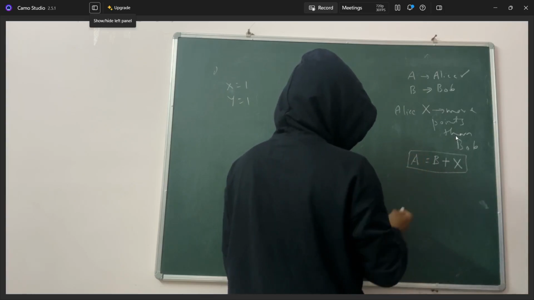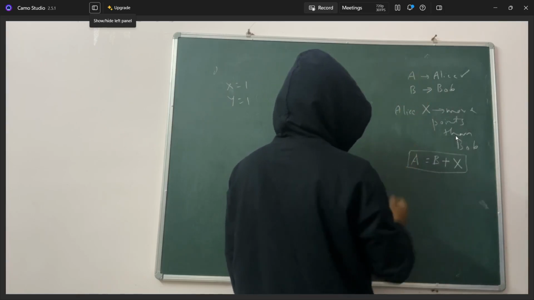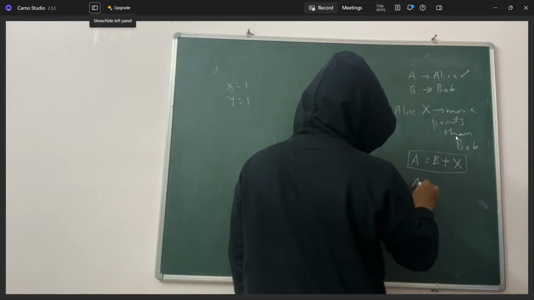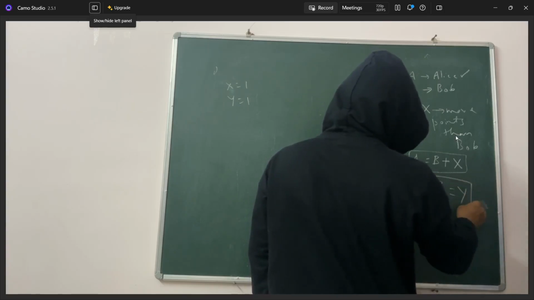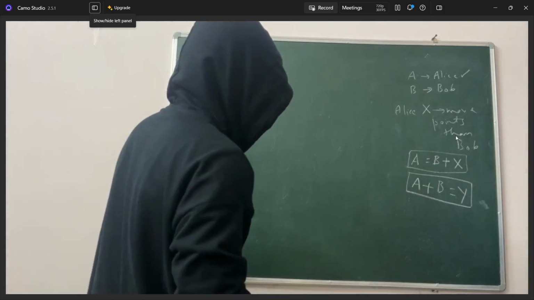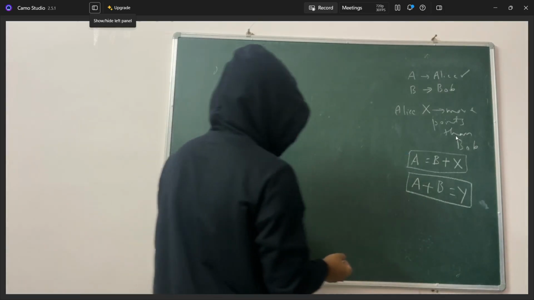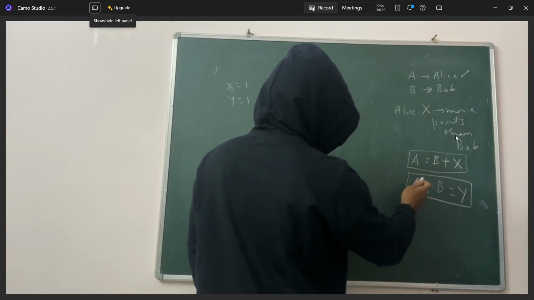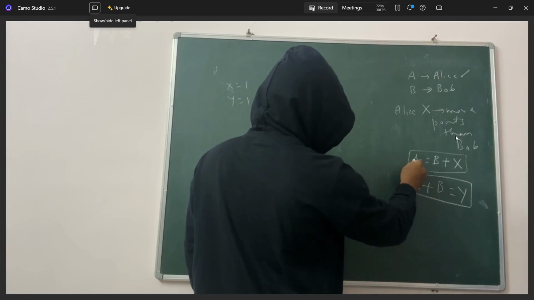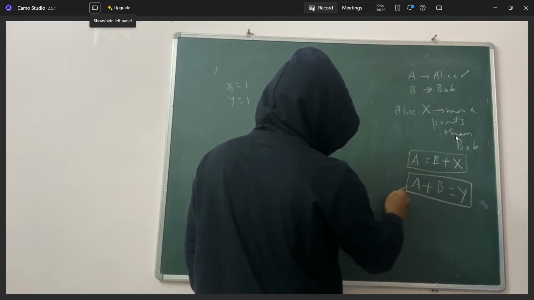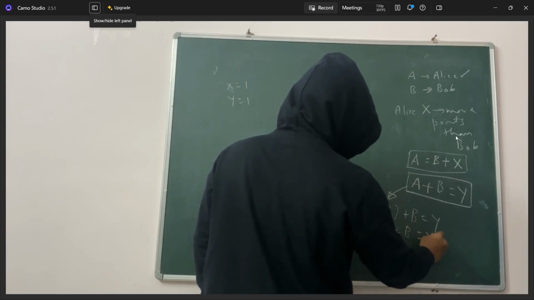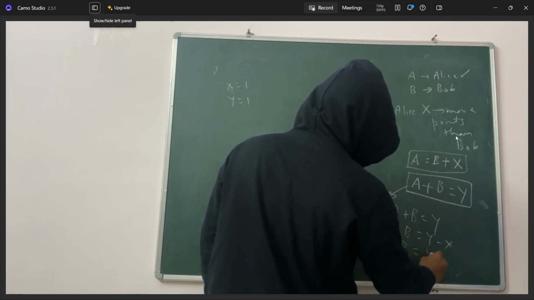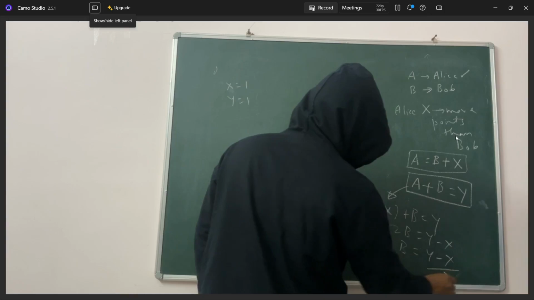And they're saying the total score scored by both Alice and Bob is Y. So basically, if A is the score of Alice and B is the score of Bob, then A + B is going to be Y. Once you have got these two equations, we need to solve for A and B. As you know A is B plus X, so in this equation let's put the value B plus X in place of A. So it is going to be B plus X plus B equals Y, so 2B is equal to Y minus X, and B is going to be (Y minus X) by 2.